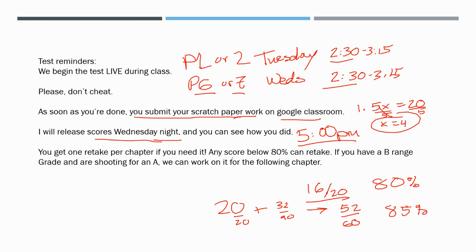Now, note, any score below an 80% can retake. That's another motivation for not cheating. I would be happy for you to retake it. It's easy. You can retake any chapter once. So you get one more try before the end of the trimester whenever you want. Please just reach out to me. Now, if you have a B range grade and are shooting for an A, I'll help make that happen. We have plenty of time and we can work on it on the following chapter.